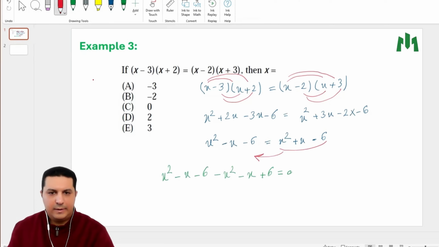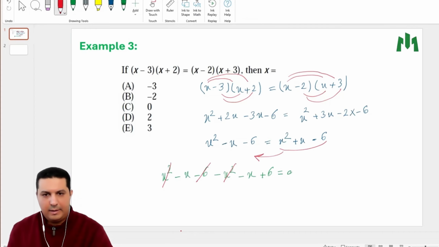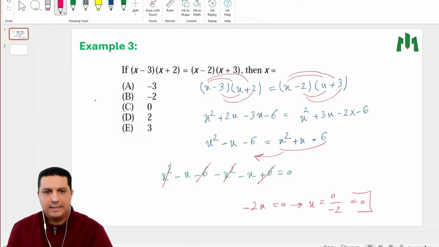So as you see here, this is x² and x². You can, for example, omit them, and this part and this part you can omit them too. So finally we have -2x = 0. As you see, x equals 0 divided by -2. It is 0, and this is the final answer.